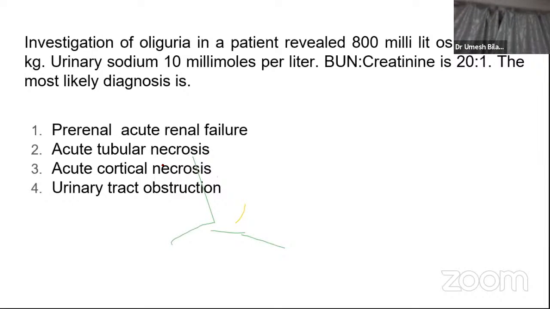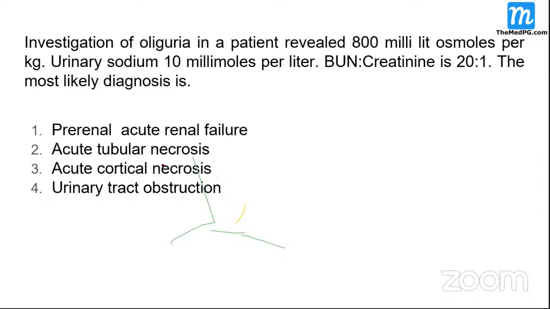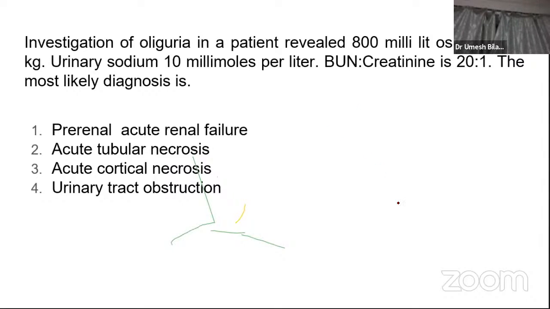Investigation of oliguria in a patient revealed urine osmolality 800 milliosmoles per kg, urinary sodium 10 milliosmoles per liter, BUN creatinine ratio 20:1. The most likely diagnosis is: pre-renal, acute tubular necrosis, acute cortical necrosis, or urinary tract obstruction? First one, sir. So this patient has the first answer, pre-renal. So this ratio is 20:1.